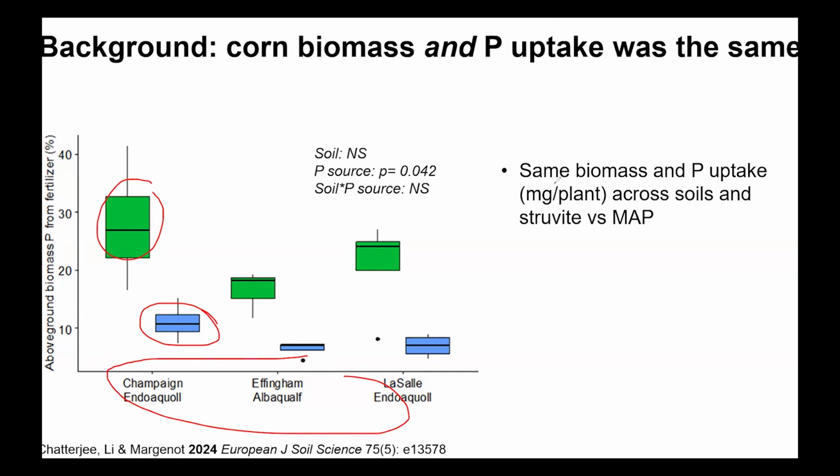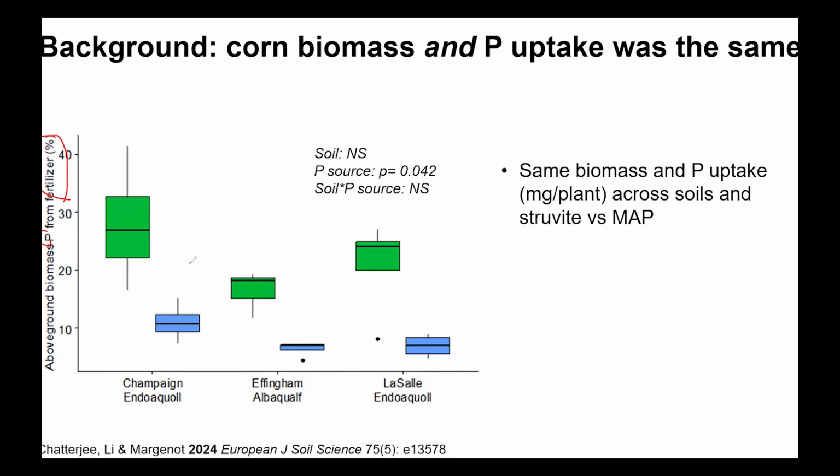The corn is the same height, the same biomass, the same P uptake in terms of the amount of P per plant. And what the graph here is showing you is that the percent of phosphorus from the fertilizer did differ by soil and by the source. So this is setting the stage for the PUE question.